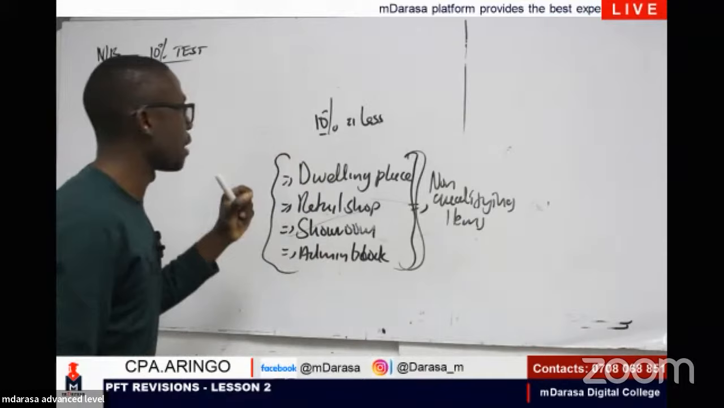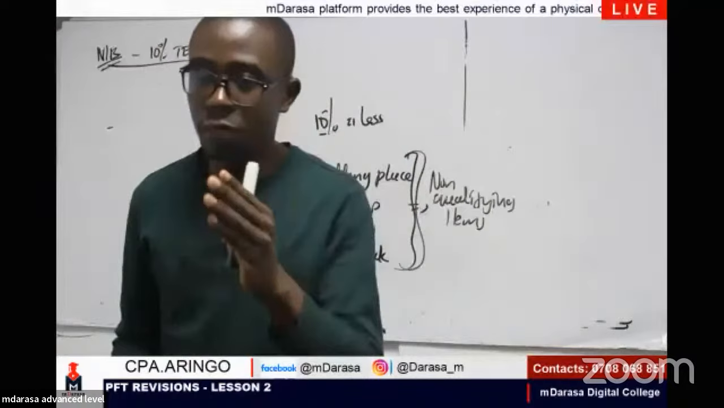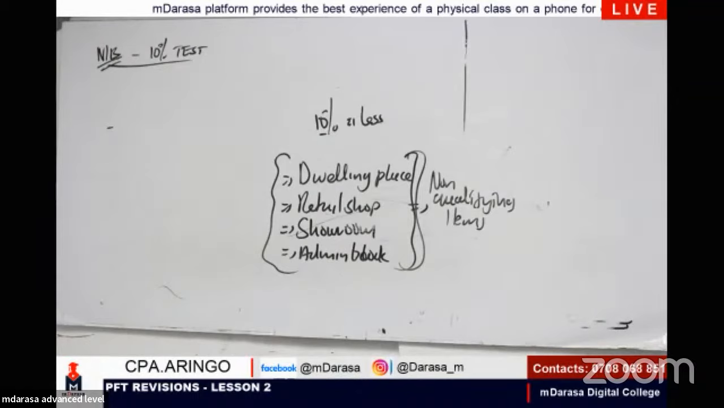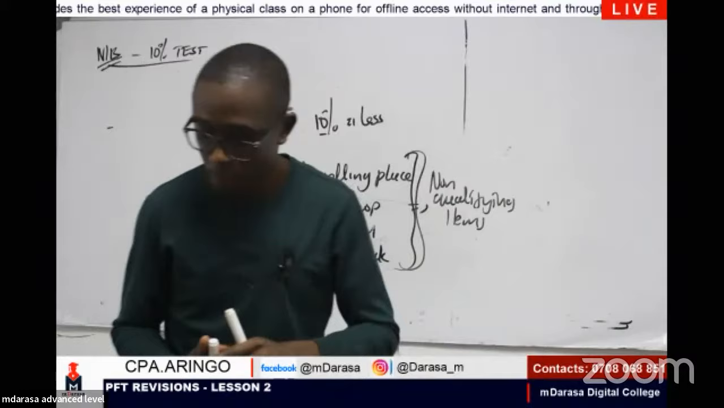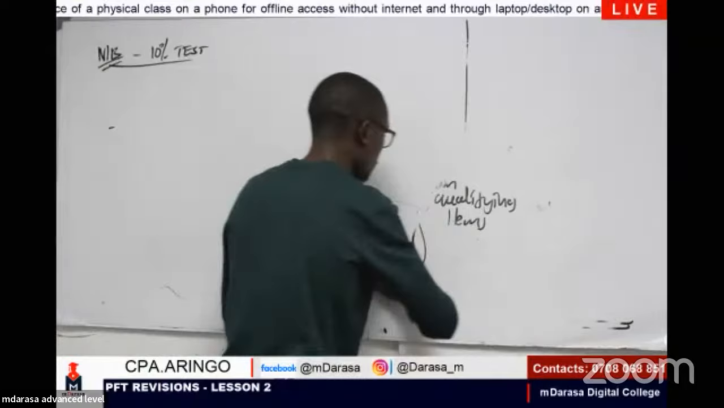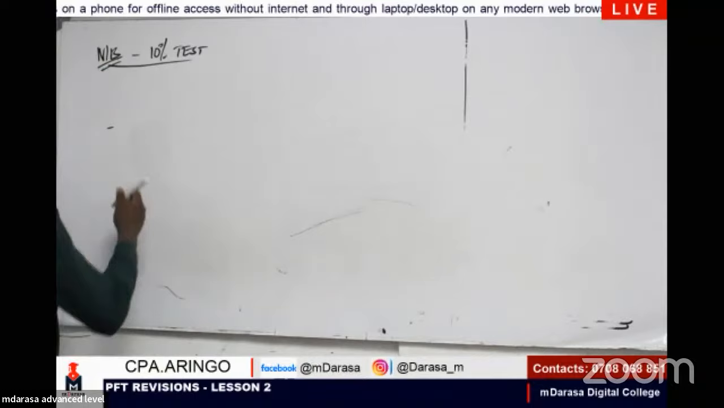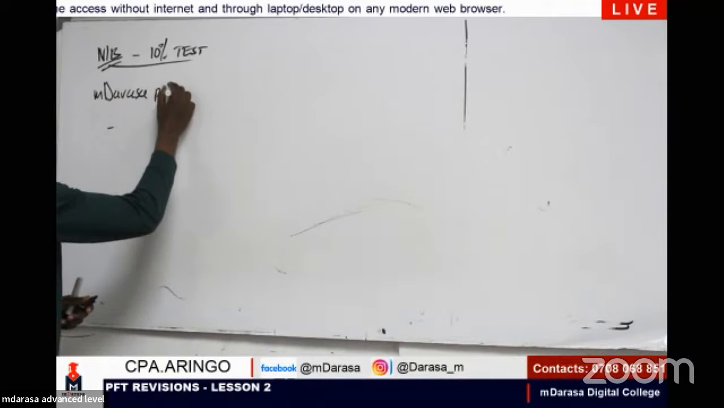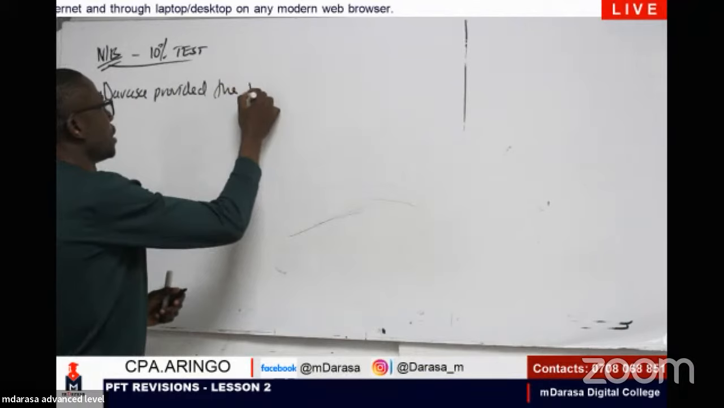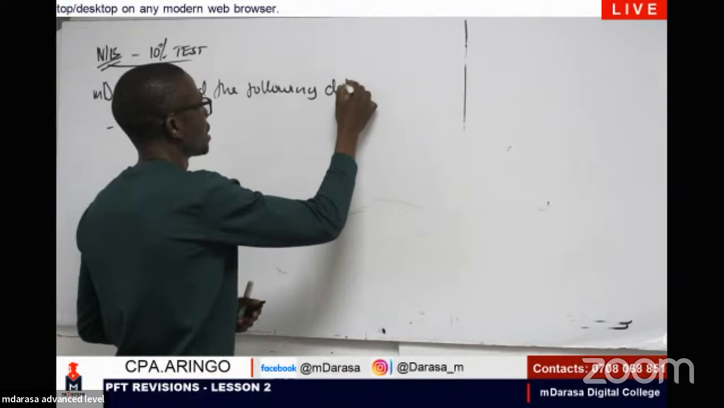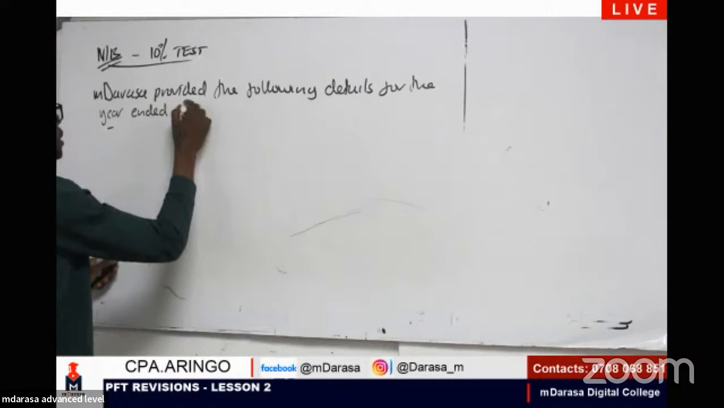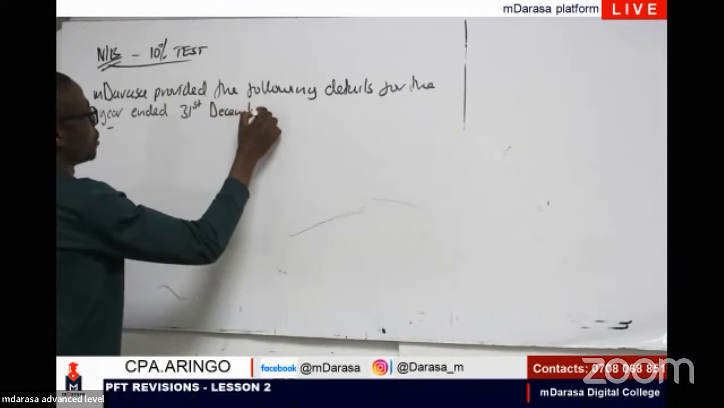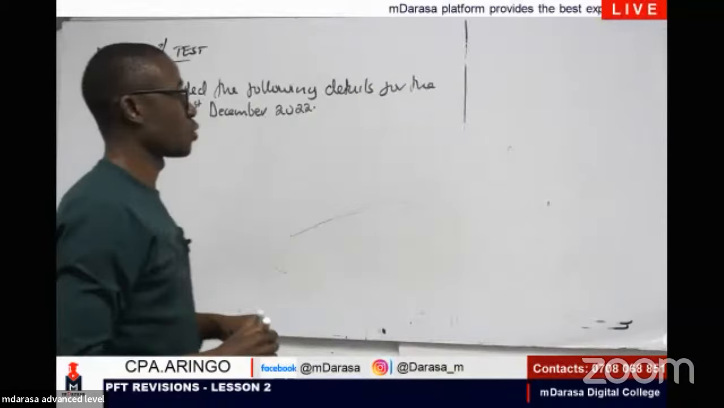So for us to make sure that this concept has sunk in very well, I want us to have a very, very simple illustration question. We can say that M Darasa provided the following details for the year ended 31st December 2022. So these are the details.